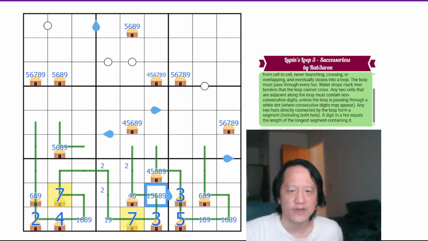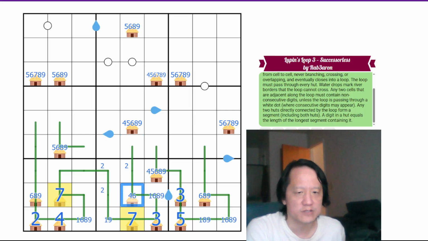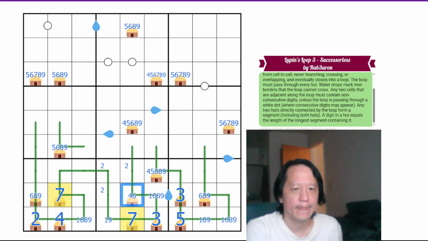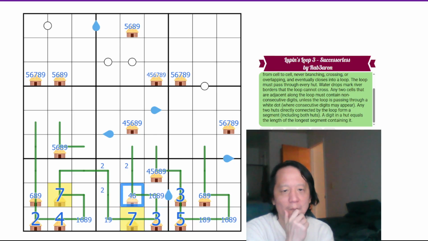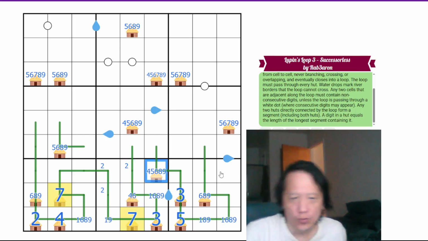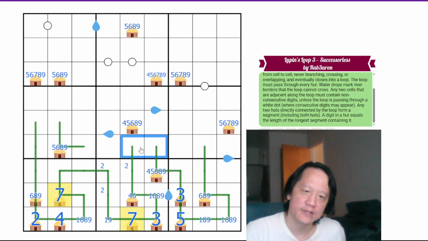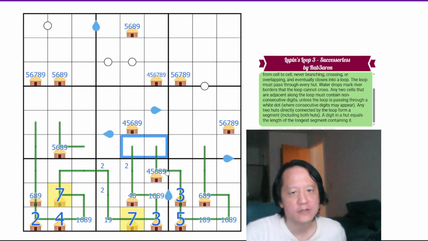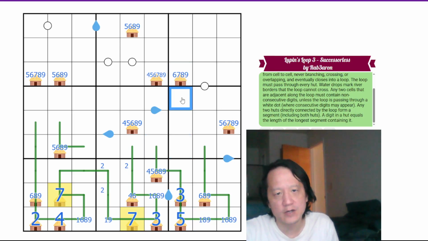Anyways, this can't be 5. That's consecutive with 4 and 6. This is at least 4, so it could connect to that. No, it can't. This cannot connect that way. It has to go that way or that way. I don't know which. 5 eliminates 5 in the rest of the column.